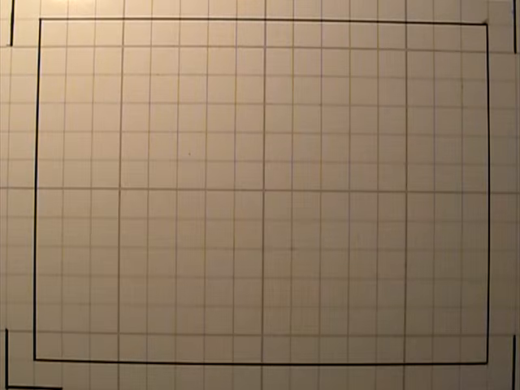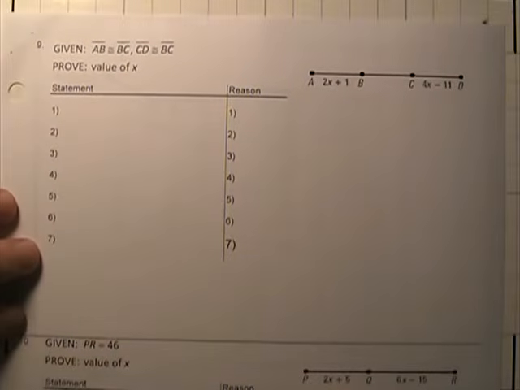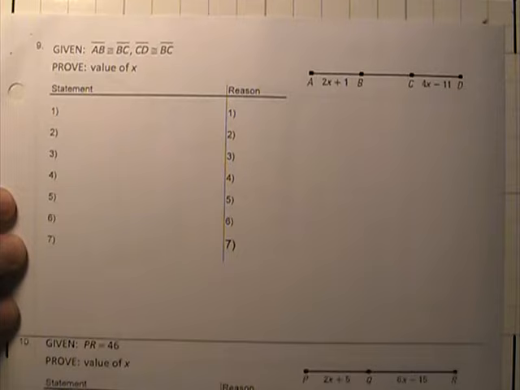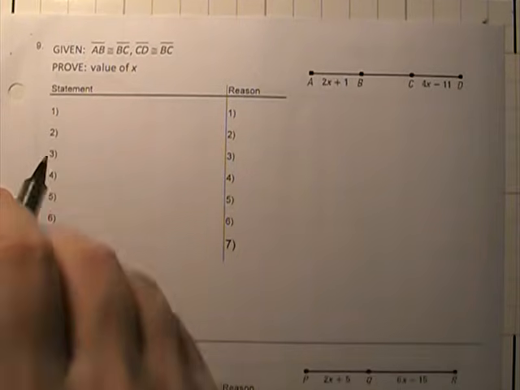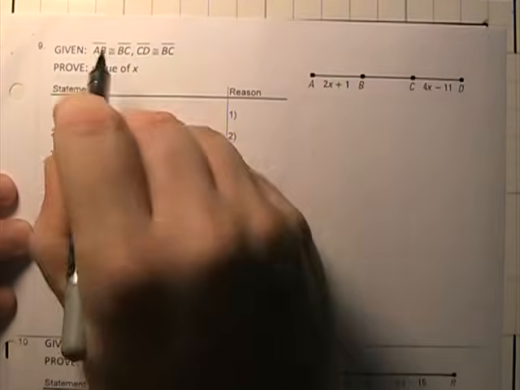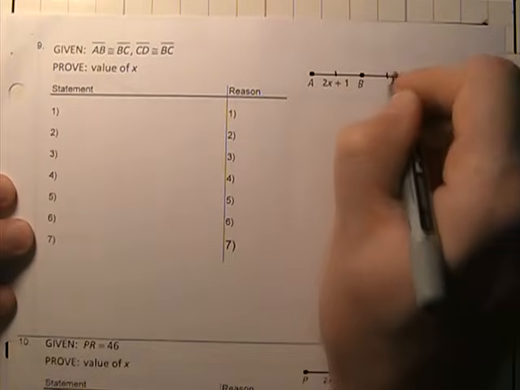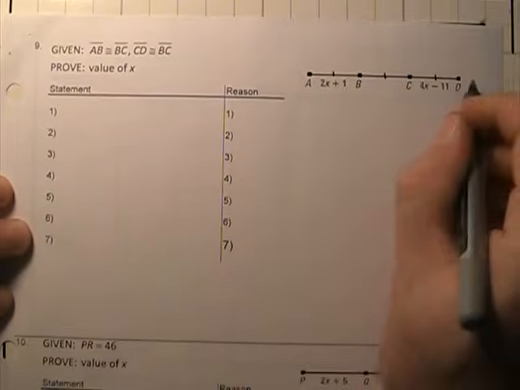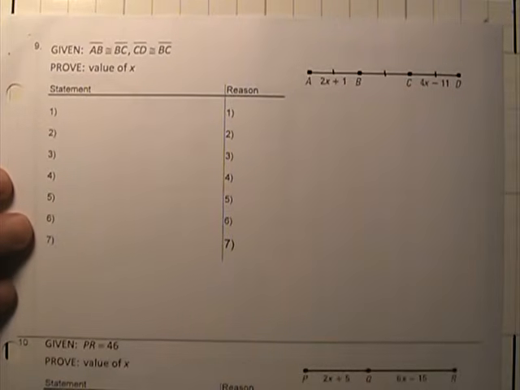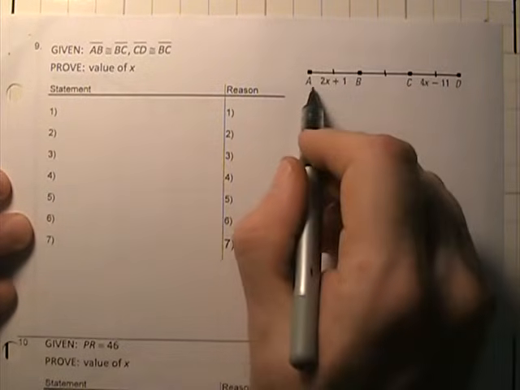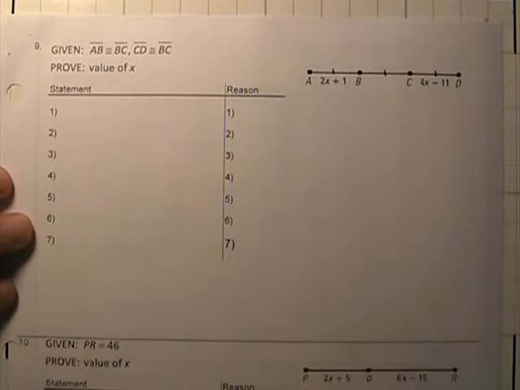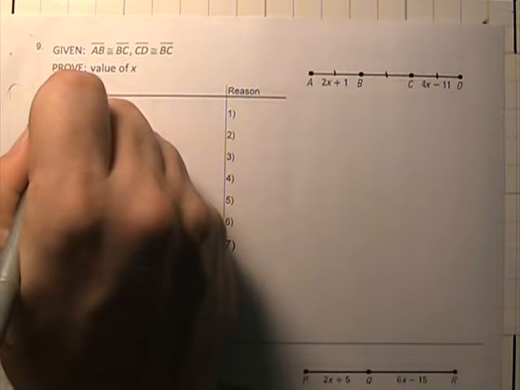Okay, let's try number 9. Here we're starting back with our algebraic problems. So it looks like they're saying that segment AB and BC are congruent, and here it says CD and BC are congruent. So it looks like all three of these are congruent, and the length of this segment and this segment are equal, so I could set up an equality and hopefully solve for x. So let's go ahead and do that.